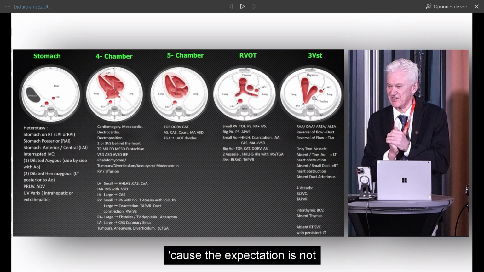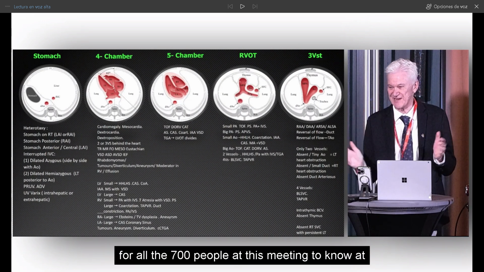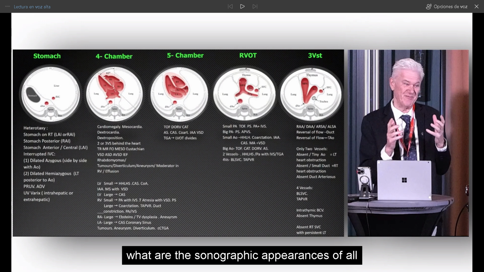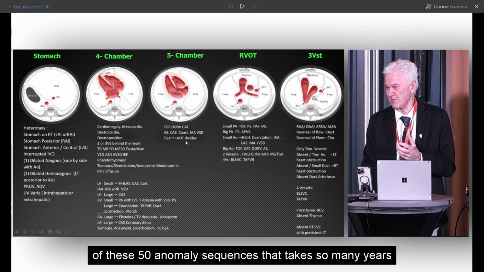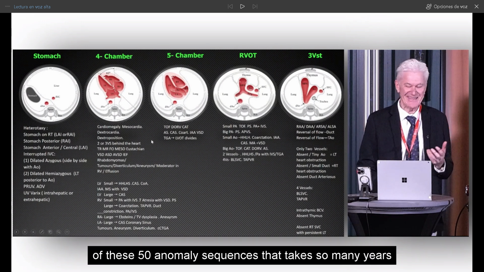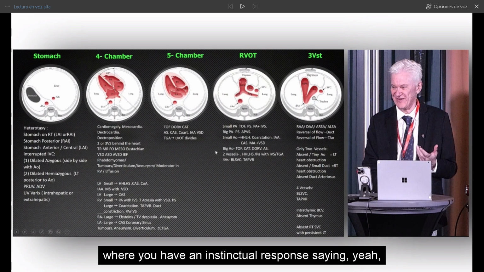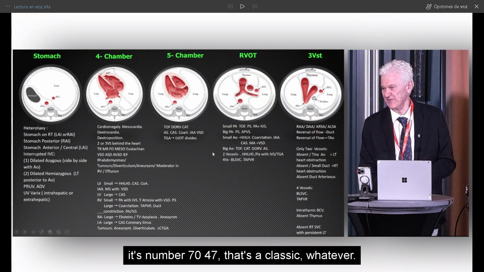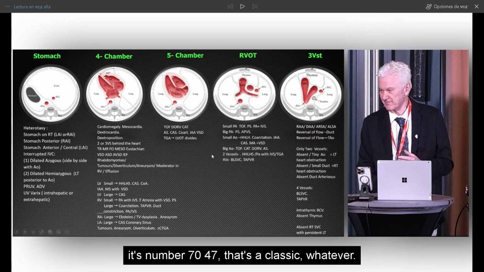Because the expectation is not for all the 700 people at this meeting to know what are the sonographic appearances of all of these 50 anomaly sequences. That takes so many years of training to get to the point where you have an instinctual response saying, yeah, it's number 7047, that's a classic whatever.